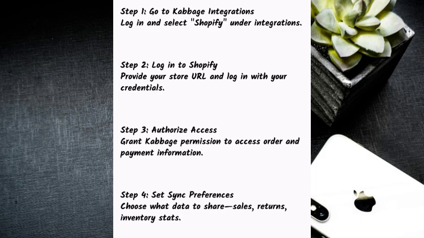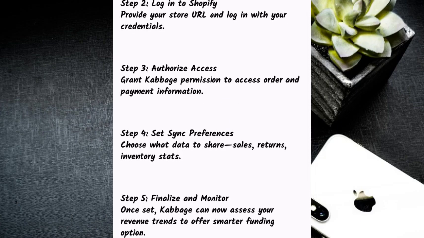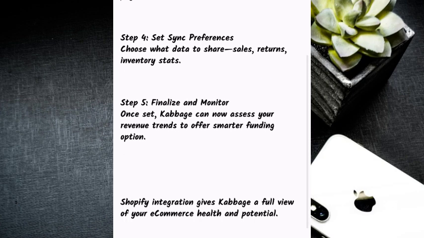Go ahead and authorize that. And step 4, set synchronization preferences. Now you're going to choose what data to share: sales, returns, and inventory stats. Step 5, finalize and monitor. Now once set, Kabbage can now access your revenue trends to offer smarter funding options.